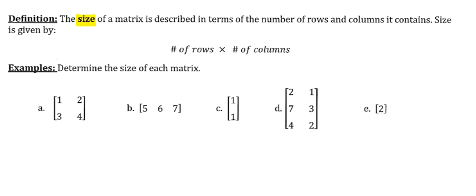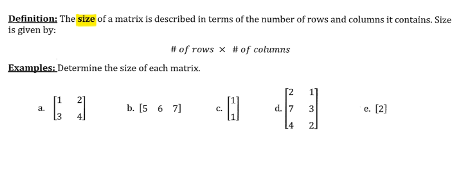The size of a matrix is described in terms of the number of rows and the number of columns it contains. Size is given by the following: number of rows by number of columns. So just based on that, when we go to write the size of a matrix, we will denote the number of rows first, and then denote the number of columns. So here we have 5 quick and easy examples of determining the size of a matrix.